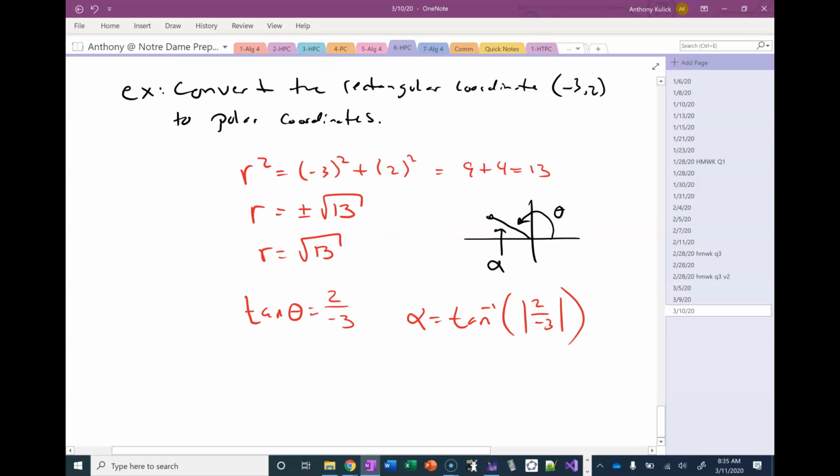So which one are we actually interested in finding? Well, we need a theta for the polar coordinate. So that's just going to be 180 minus alpha, right? If I type in 180 minus the tan inverse of 2/3, that comes out to be 146.31-ish, because alpha was 33.69-ish.